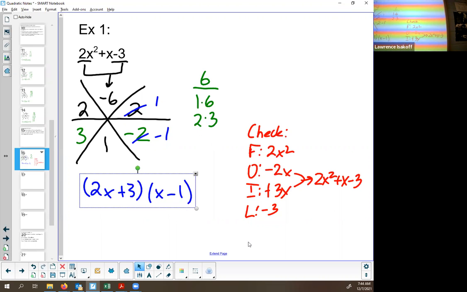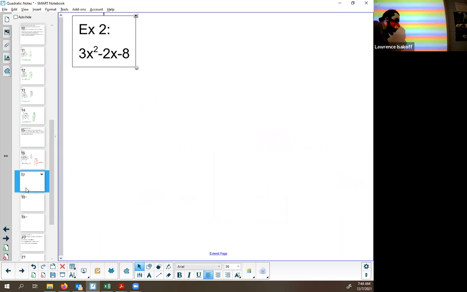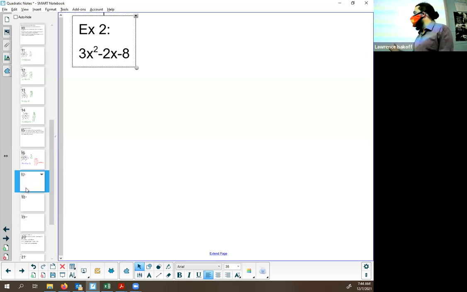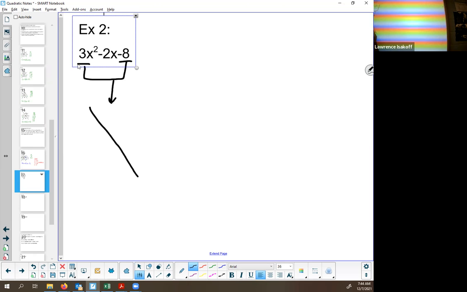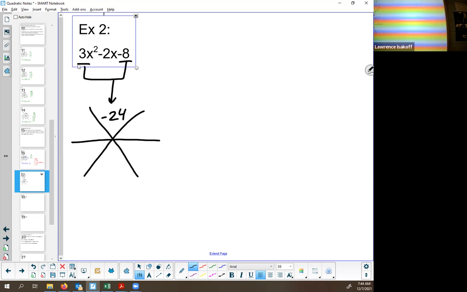So let's look at example 2. Again, the numbers are getting a little bigger here, but we'll handle them. Again, I start with multiplying the front and back numbers together for the top of my snowflake. That is a very critical step here. 3 times -8, -24. 3 up top, -2 on the bottom.